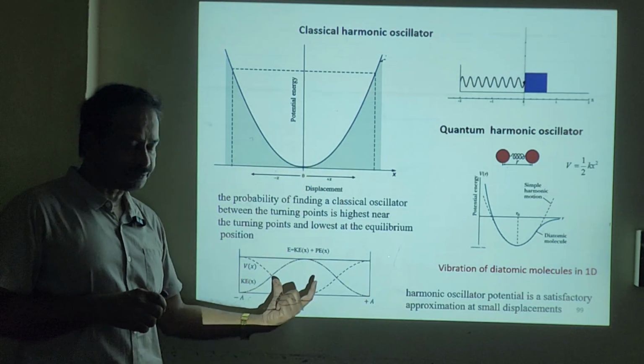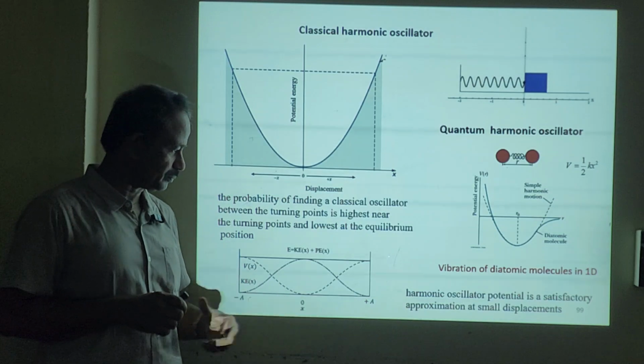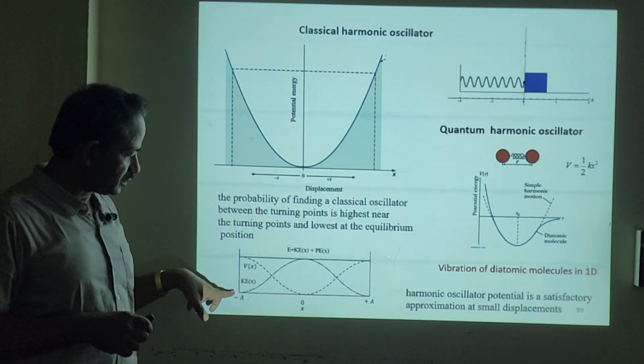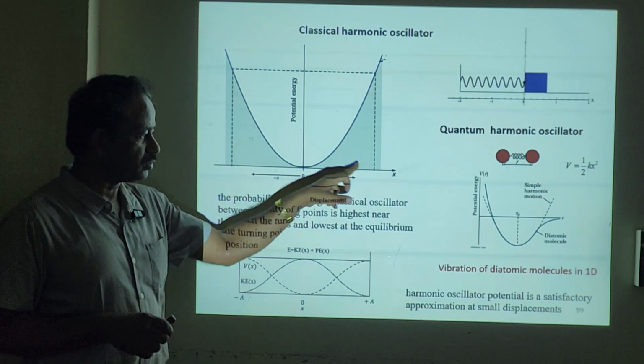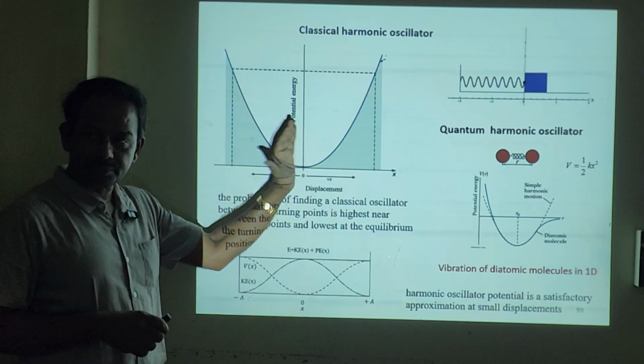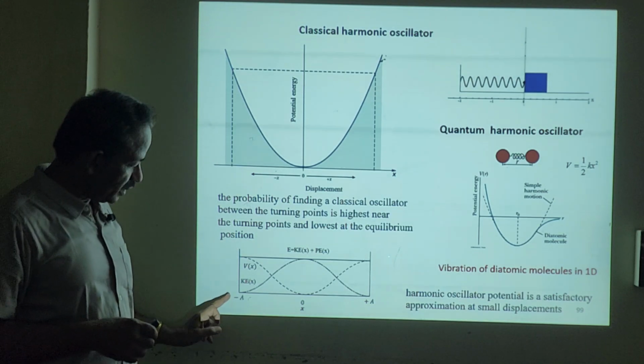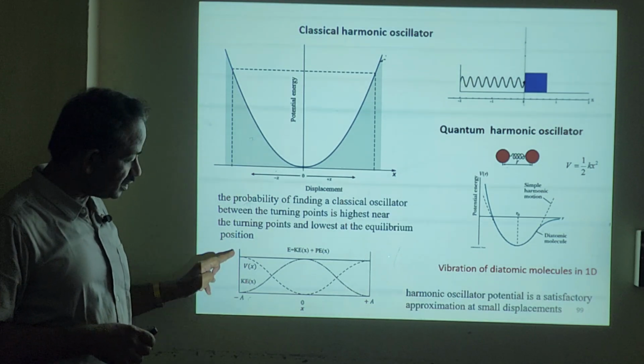Now the corresponding graph can be shown here. The graph goes like this. Just see here, at these turning points. So they are all turning points. This is the equilibrium point. At the turning point, kinetic energy is minimum, potential energy is maximum.